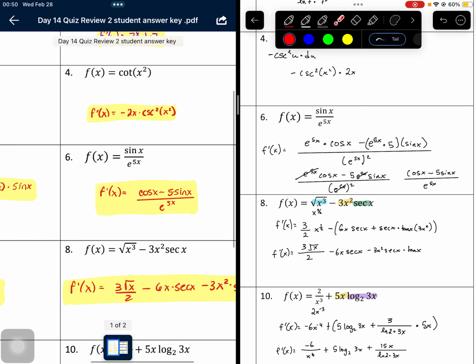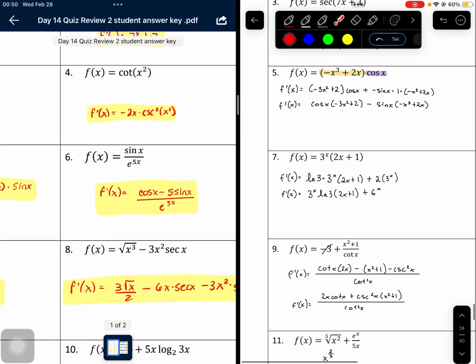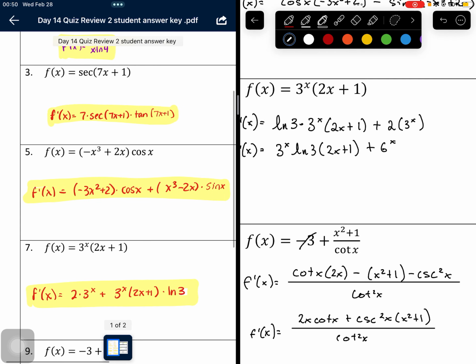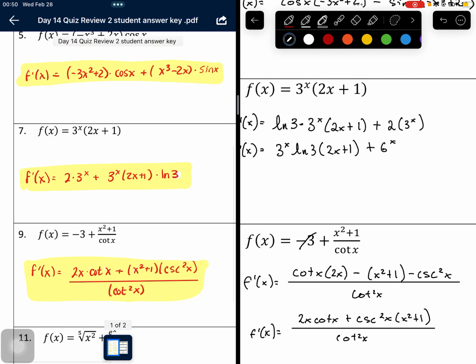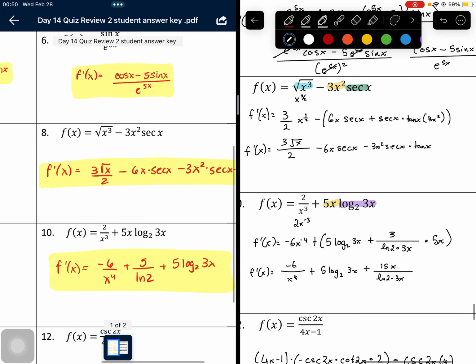Number 6, cosine x minus 5x. Yep, that one's also fine. How about this? I'll start this and get back to you guys. Number 7. Where's number 7? There we go. 2 times 3x. Well, technically, you should be able to. I'll check in and let you guys know. And 3x. Yeah, that one's also fine, even though the order's messed up. That should be fine. Number 8.